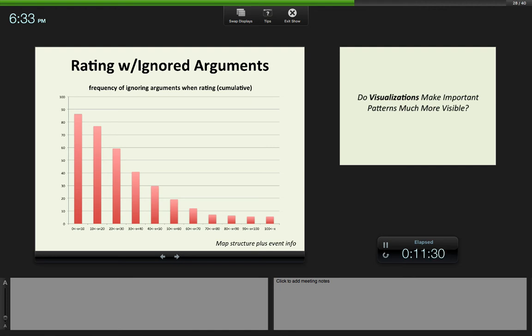And this is not necessarily just negligence on the part of the users, since they may have made the ratings before the additional arguments were added to the map. But in either case, it's clear that in the absence of an alert, an important kind of problem, in other words, rating without looking at the underlying arguments, in all likelihood would occur very frequently.